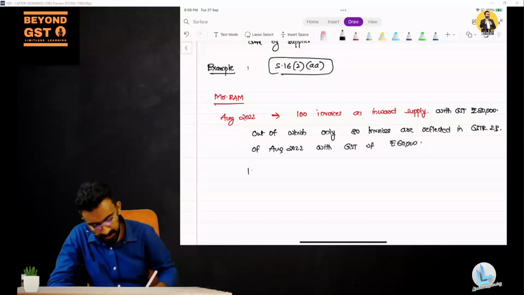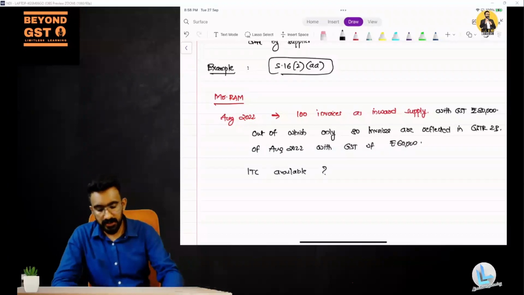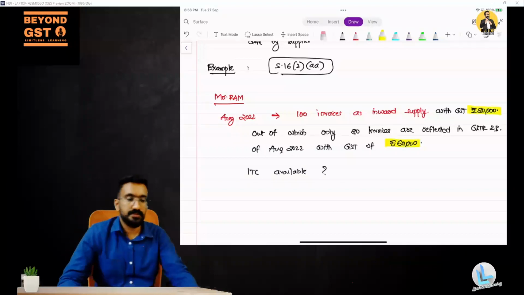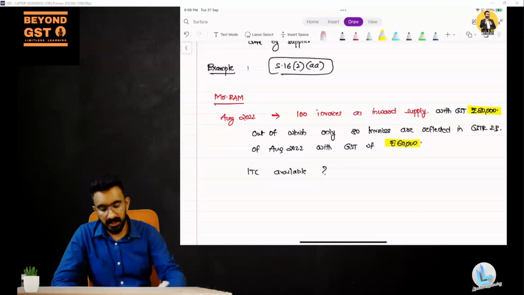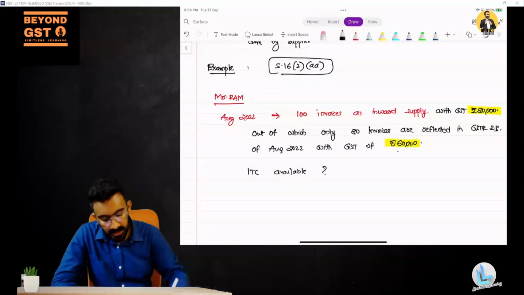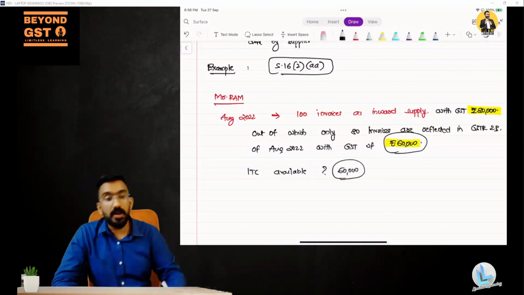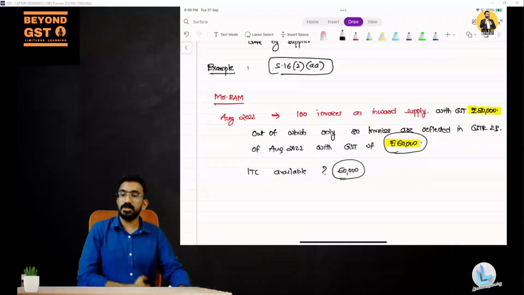What is the ITC available for Mr. Ram? Is it 60,000 or is it 80,000? How much ITC they can take? They can take only 60,000. Now, what about the balance 20 invoices?